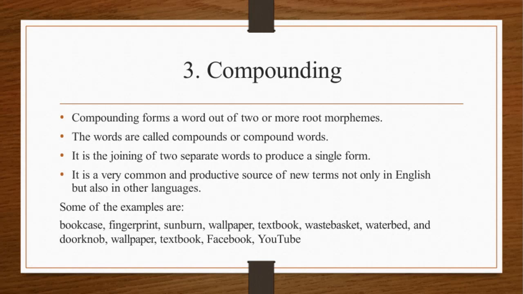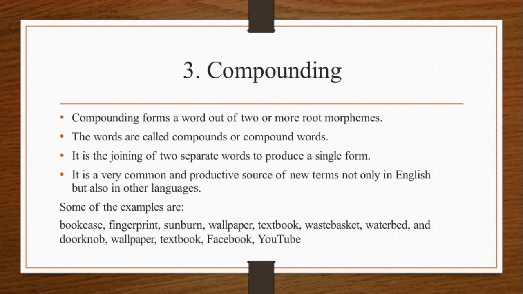Now let's talk about compounding. Essentially, it's when we create a new word by combining two or more root morphemes. These are what we call compound words. The interesting part is that it's a process of joining two separate words to form a single, new term. This method is incredibly common and productive, not just in English but across many languages. It allows us to generate new vocabulary easily and efficiently.